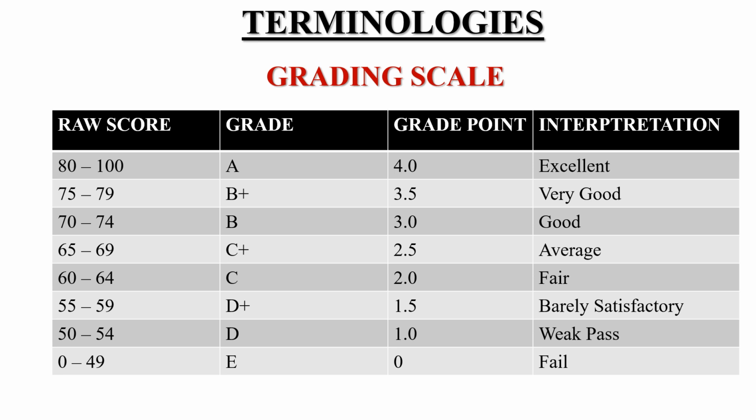It follows up to the last one, that is 0 to 49. If a student gets 0 to 49, now these marks comprise the exams and the continuous assessment. And so when we sum your exams and your continuous assessment and you fall within this range, the grade you get is E, and the grade point associated to E is 0, and you are classified as a failed student.